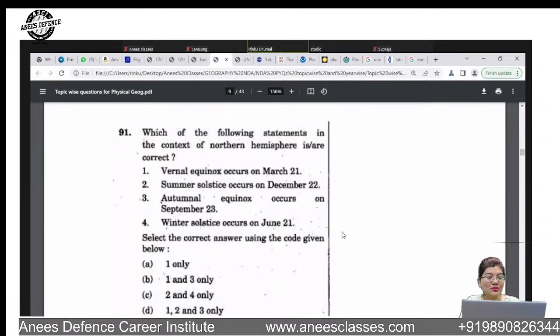यस. ओके, समर सोल्स्टिस ऑन December 22 according to northern hemisphere. No, that is winter solstice. So ये वाला स्टेटमेंट गलत हो गया. ये वाला सही है, ये वाला नहीं है. ओके, ऑटमनल इक्विनॉक्स occurs on September 23rd. ऑटम इक्विनॉक्स, हाँ, ऑटम इक्विनॉक्स सितंबर 23rd को होता है. एब्सोल्युटली. एंड विंटर सोल्स्टिस 21st जून को. नो. ओके, सो वी'ल जस्ट गो विद 1 and 3. ओके, समझा? फाइन.